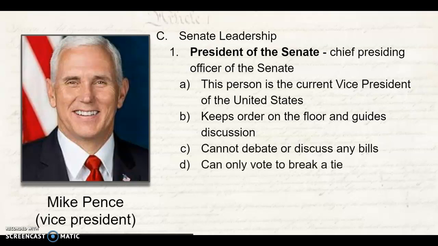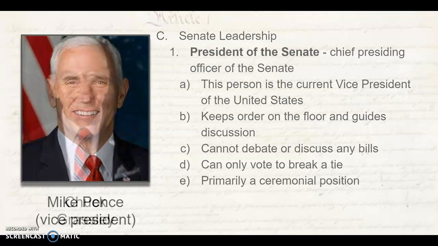They can only vote to break a tie. So they can often be called upon to come over into a debate after a vote has happened and to break a tie. Other than those few circumstances when they have to come over to break a tie, it's primarily now a ceremonial position.